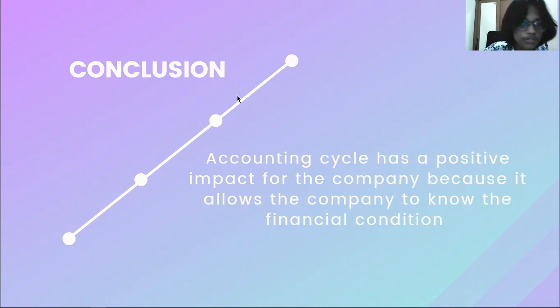Next is the conclusion. In conclusion, making a report according to the flow of the accounting cycle has a positive impact because it allows the company to know the financial condition of the business accurately. You can find out every type of transaction, whether it is related to sale or purchase in the business you are currently in.